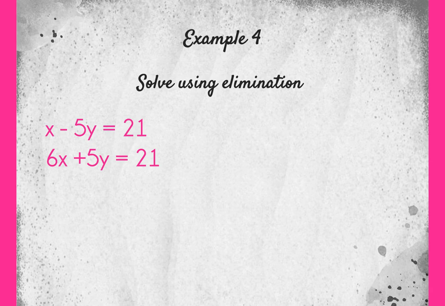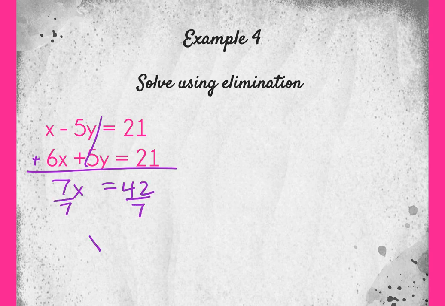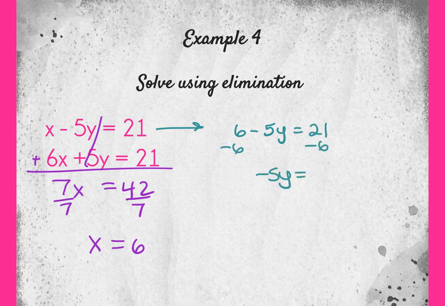And last one, again, solve using elimination. This time, if I just add as is, I get 7x. These would cancel, equals 42. Divide both sides by 7, and I get x equals 6. Take and plug it back in. So if I were to plug it in here, 6 minus 5y equals 20. Subtract the 6. Negative 5y equals 15. Divide by negative 5. And y is negative 3.